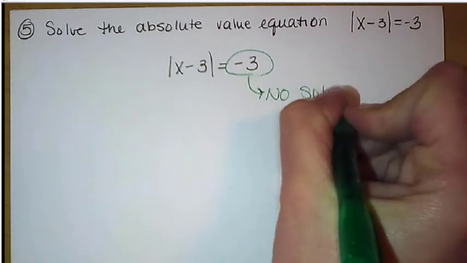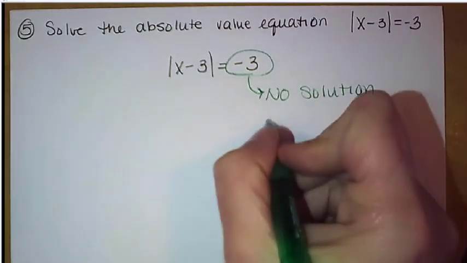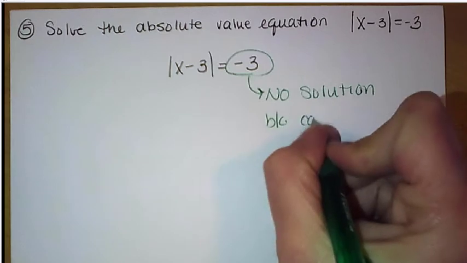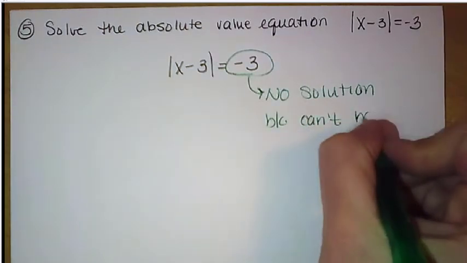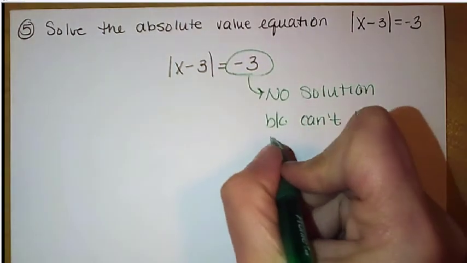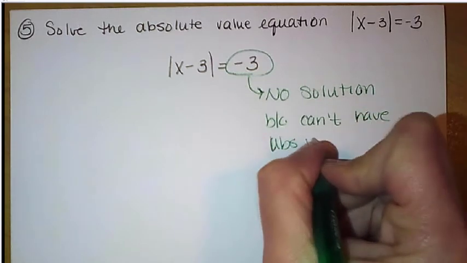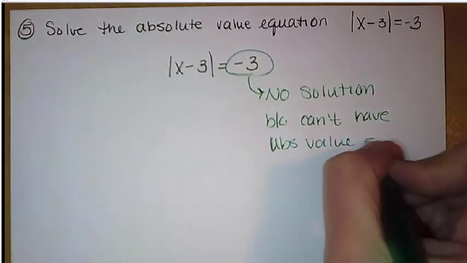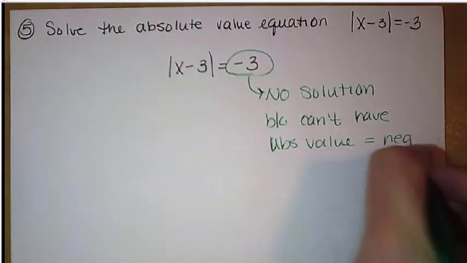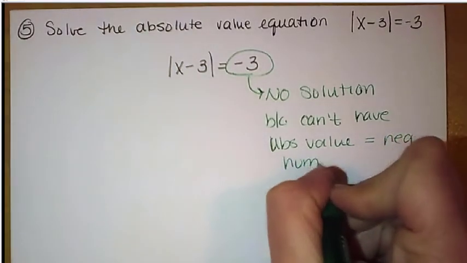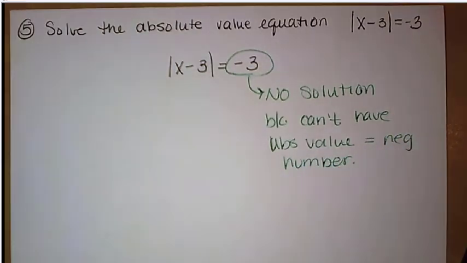We can't solve this problem because we cannot have an absolute value equal to a negative number. Ever. Doesn't work out. We cannot have it happen. So anytime you see it after the problem is in standard form, we're done. We get to say no solution, and we don't have to do anything past that point.